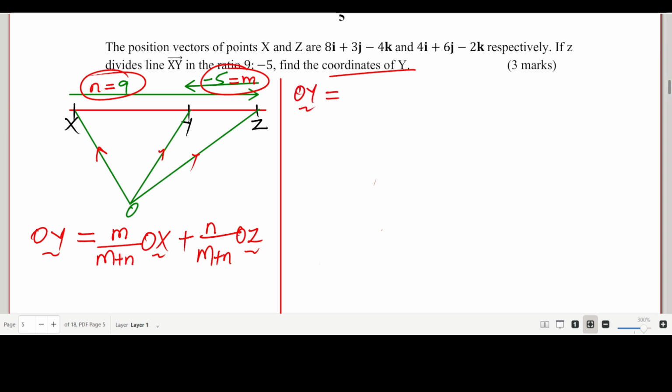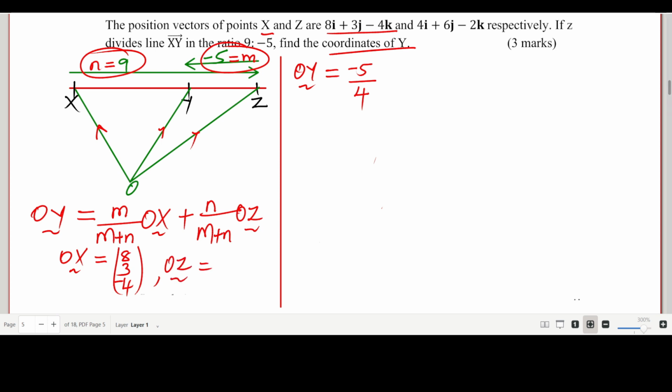So therefore, OY is equal to M, which is -5, divided by M plus N. We just take -5 plus 9, which will give us 4. Then OX, we are going to write OX in column form. So OX is given by 8i, 3j, and -4k; we extract the coefficients of i, j, and k. Then OZ is given by the position vector of Z, 4i, so 4, 6j, which is 6, then -2k. So this is what you're going to substitute here. So for OX, substitute with 8, 3, -4, like that. Then plus N, which is 9, over M plus N, which gives 4, OZ, 4, 6, -2.